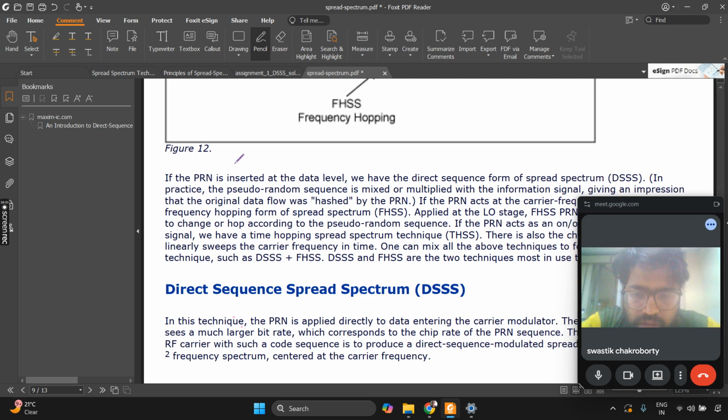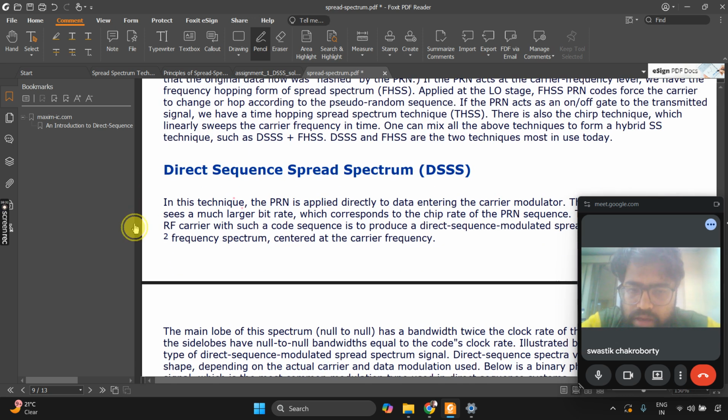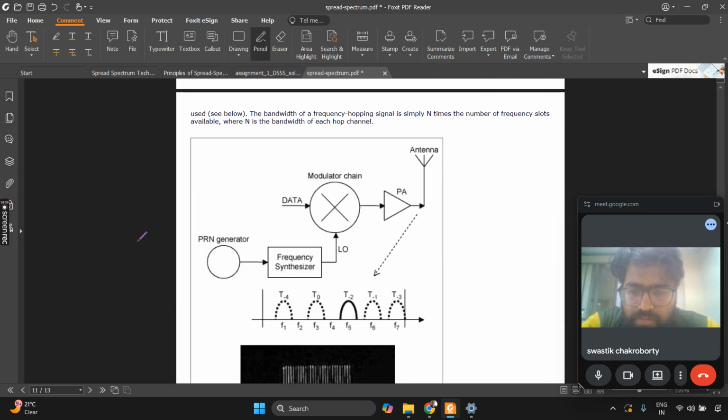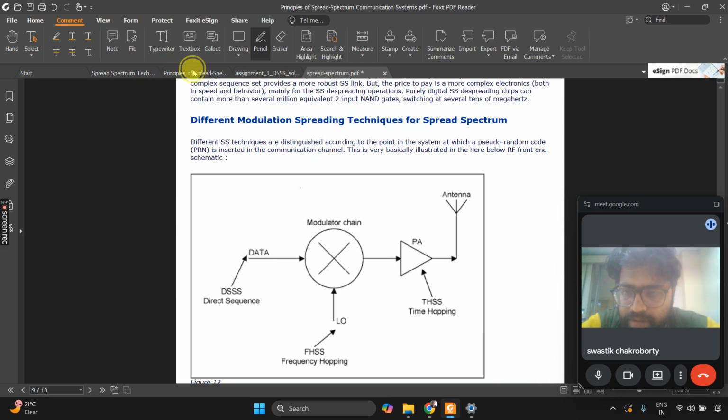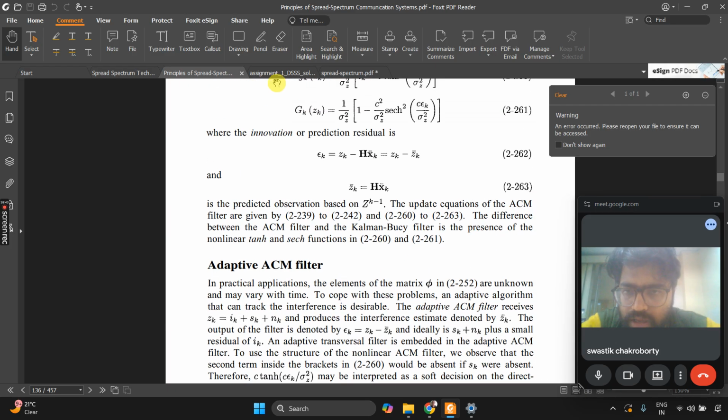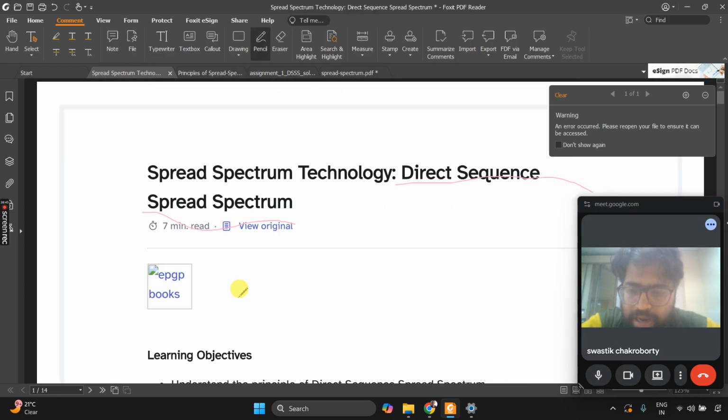In this technique, the PRN is applied directly to the data. Let's take an example of how that is in real life, how the data is applied.